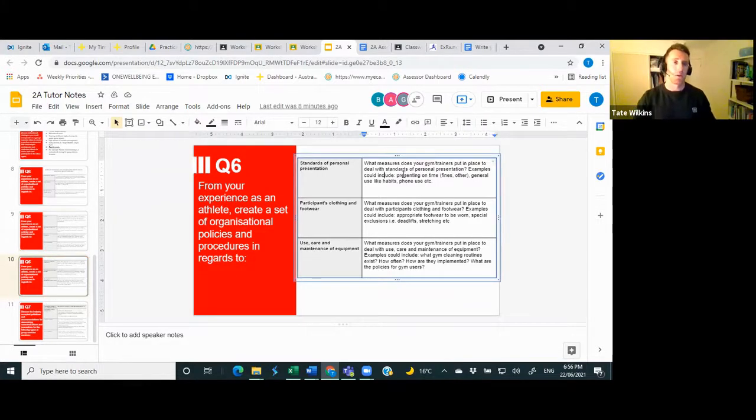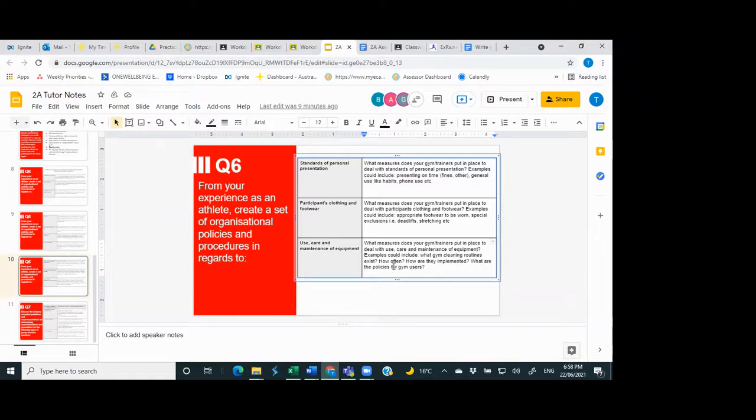Creating standards. So with the maintenance of equipment, it's talking more about, if you were running a gym, or what is the gym that you go to, how do they implement the policies and procedures. So it's more looking at what policies they have in place to make sure that the equipment is used and cared for and maintained. So you could maybe just write down, my current gym has a daily cleaning routine. They tick off a checklist that they do every day to make sure that's done.